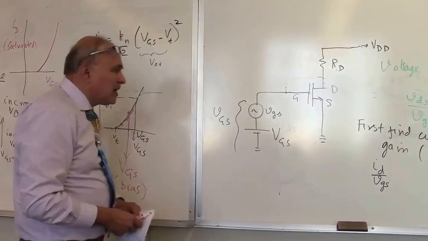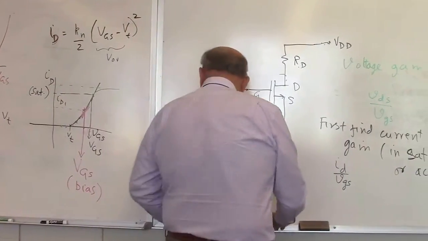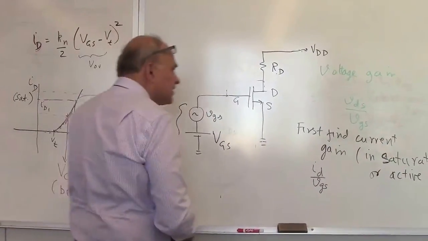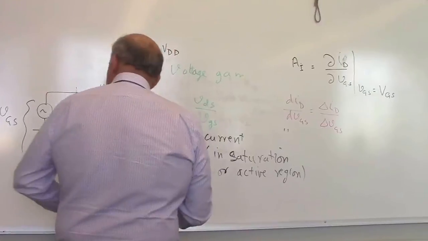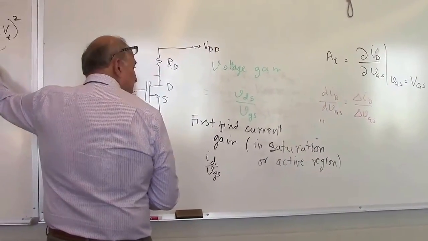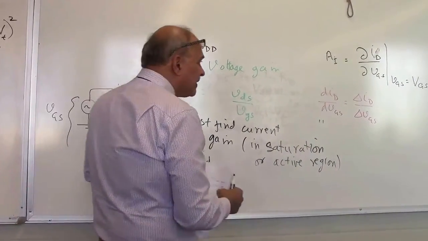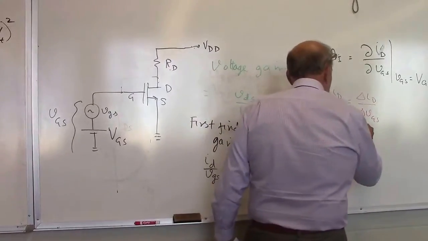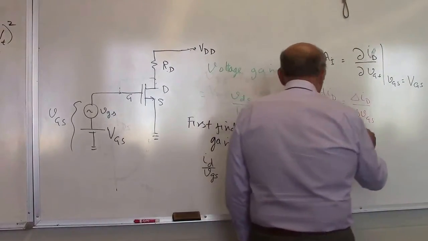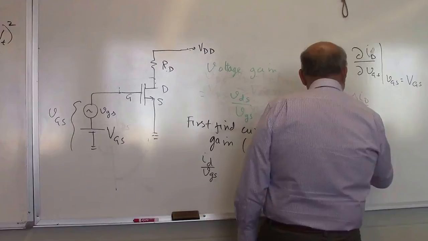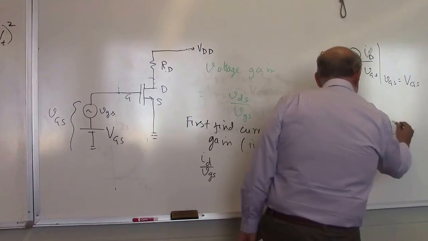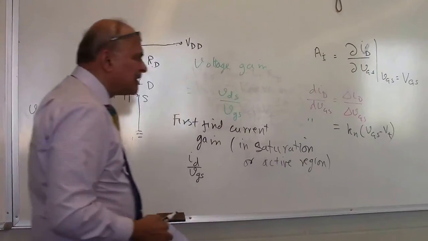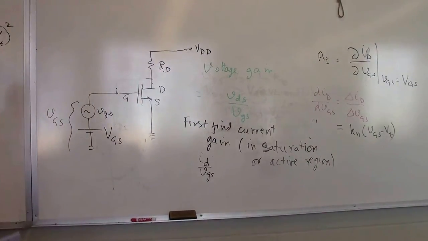What is the gain now? We know that ID, what is dID by dVGS? Can somebody give me an answer? dID by dVGS. This is the expression for ID. Can you take the derivative? What's the derivative of that? Should we say that it is Kn times VGS minus VT? Is this correct? Or am I wrong? I think that's right, but you can check it.